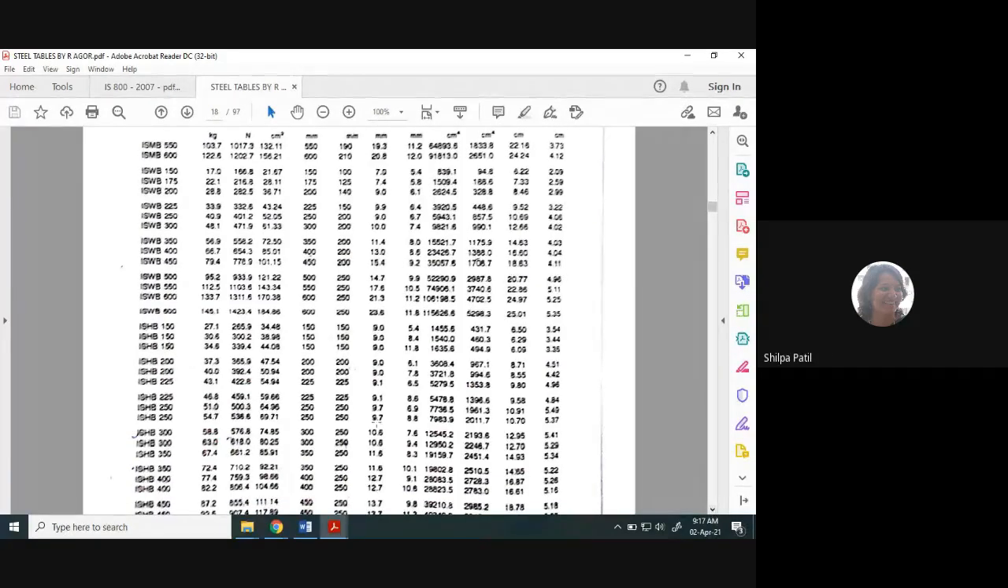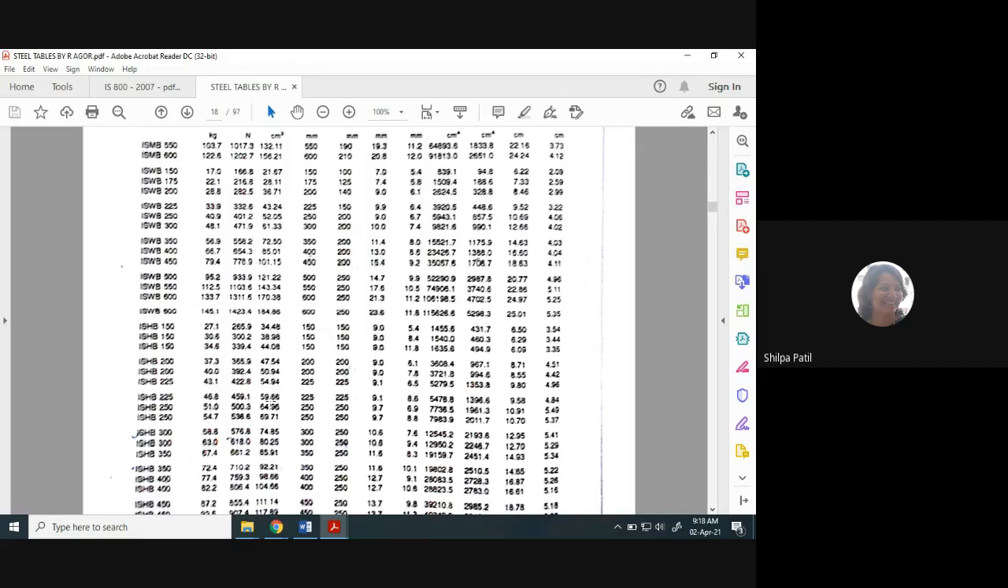Okay, so ISHB 225, see the area. There are two sections, ISHB 225 43.1 and ISHB 225 46.8. These two values are nothing but the weight of the section. So the sections having the same depth but different weight are there. The difference in the weight is because of the change in the area. So I will go to the higher section, which is 59.66.